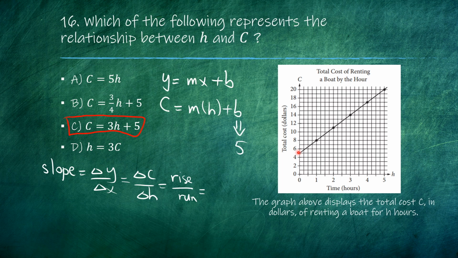And so let's calculate the rise. Starting at 5 to 6, 7, 8, the rise here is 3. And the run here is just 1, right? From 0 to 1. So the rise is 3, the run is 1. So our slope is 3 over 1, which is the same as 3. So now finally we have the whole equation. C is equal to 3 times h plus 5.